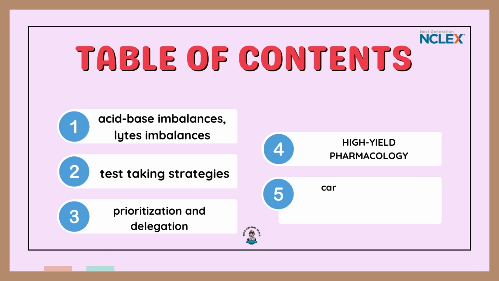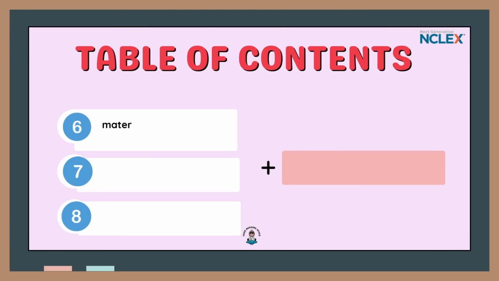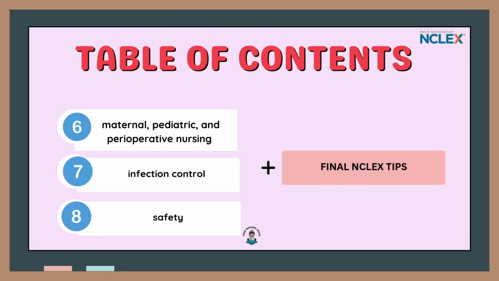From there, we'll break down cardiac, respiratory, neuro, endocrine, and renal emergencies, making sure you can recognize and respond to critical conditions fast. We'll also touch on maternal, pediatric, and perioperative nursing, reviewing essential newborn care and pre- and post-op priorities. Then we'll finish strong with infection control, safety, and final NCLEX tips, including mnemonics and test day strategies to keep you calm and confident.